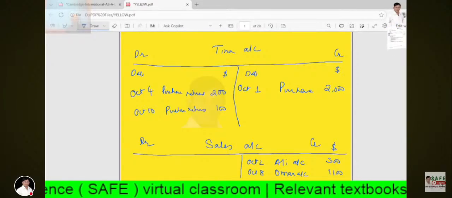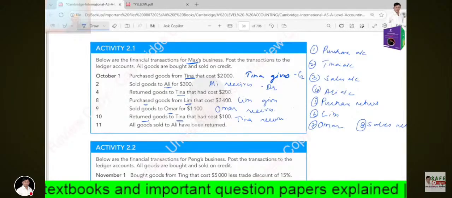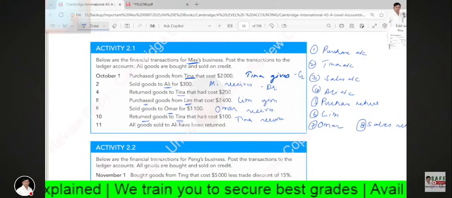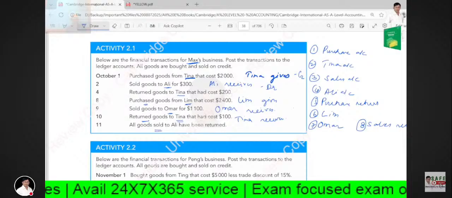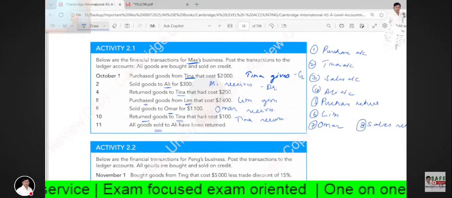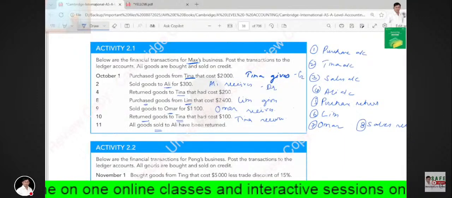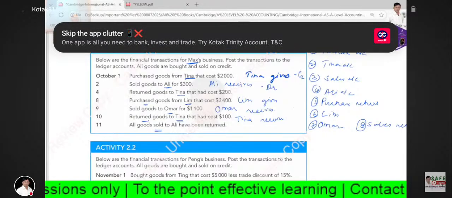So next, all goods sold to Ali have been returned. We have sold to him, so when we get them back, it is known as sales returns. Obviously, all goods sold to Ali, Ali has returned.